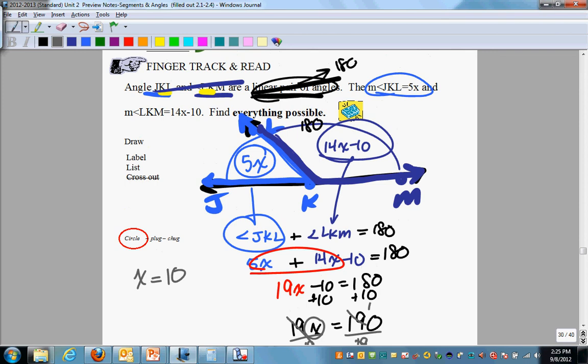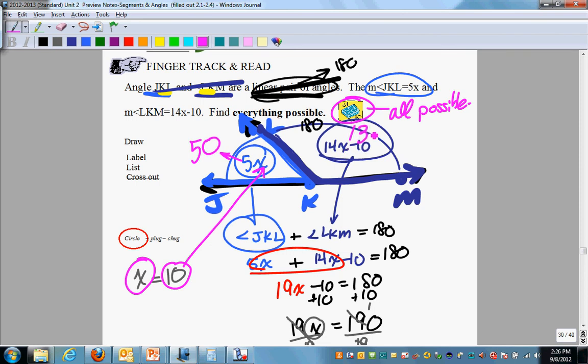Now you're not done when you solve for x. Notice that little sponge means find all possible items. So circle the x, circle the 10, plug it in. 5 times 10 means this is 50. 14 times 10 is 140, minus 10 is 130. Now look, here's a nice little check: 130 and 50 does add up to 180. Check.